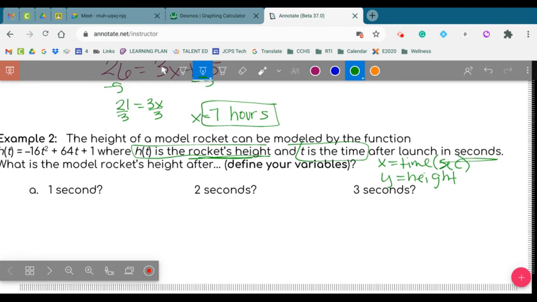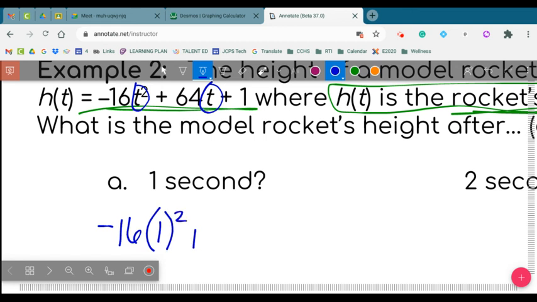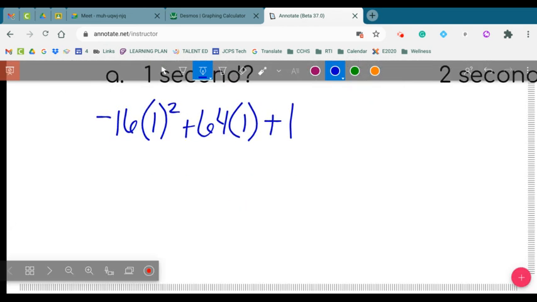So if we can, A, B, and C all have seconds. So we're going to replace t. We're going to take our equation, which is this long thing, and we have two t's, so we've got to make sure we replace both of them. So we're going to have negative 16 times 1 squared plus 64 times 1 plus 1. You could type this into the calculator exactly like this.